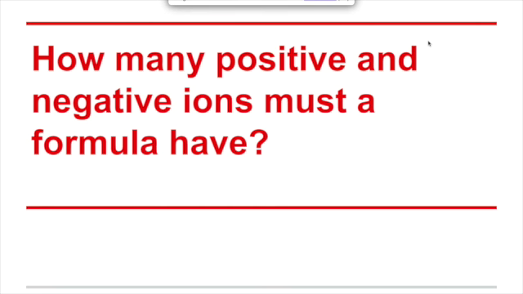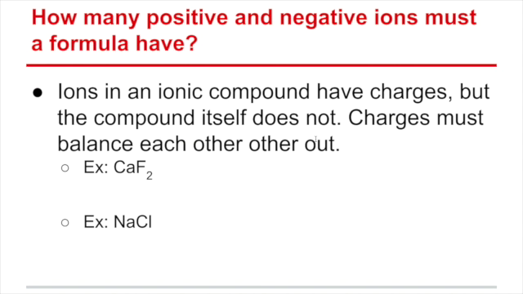So now we have to ask ourselves, how many positive and negative ions must a formula have? Meaning, how come sometimes we're going to have NaCl and sometimes things like CaF2? How do we figure that stuff out? I'm going to tell you.